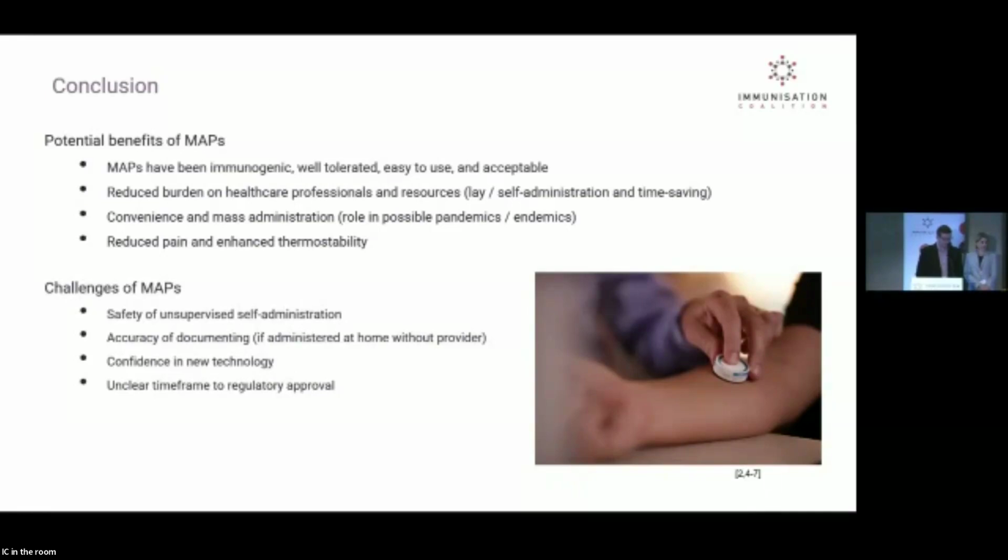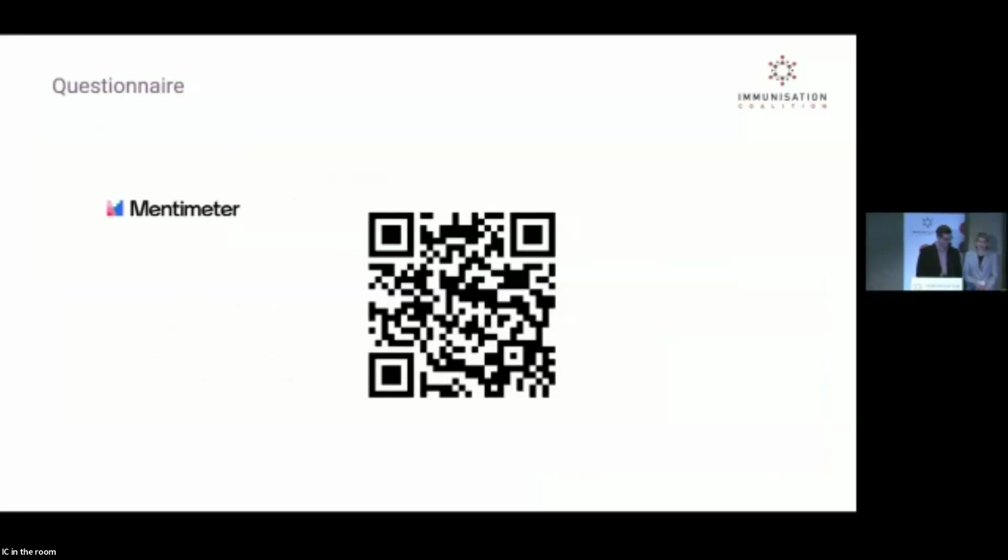Now, some of the challenges are the safety of unsupervised self-administration and the accuracy of any documentation. So how would that get documented on air, for example? Potential issues with confidence in new technology, as we've seen that people are hesitant, as we've seen some of that with the mRNA type vaccines. And lastly, there's an unclear time frame to regulatory approval at this stage. Thank you very much.